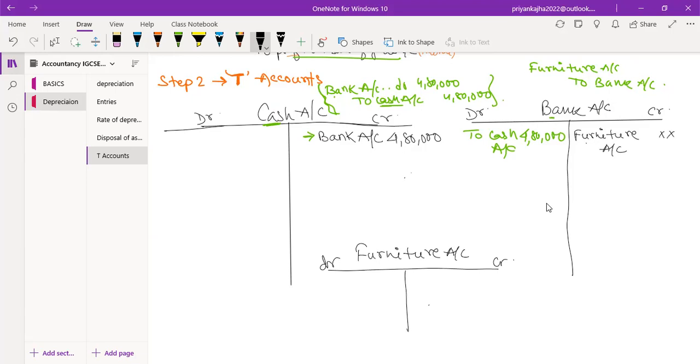And in this journal entry, two accounts are involved. We have already done the posting in bank account. Now we will do the posting in furniture account. So furniture to bank, furniture account has been debited here. So let's come to the debit side. Bank account, and you put the value here. This is how you will go on.